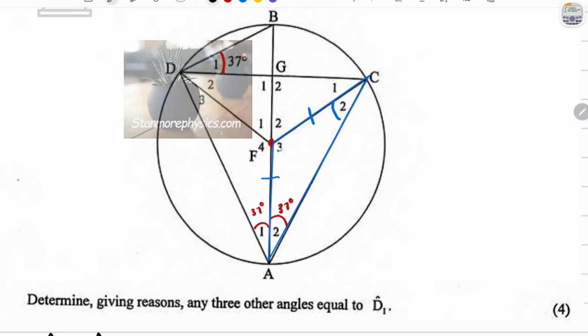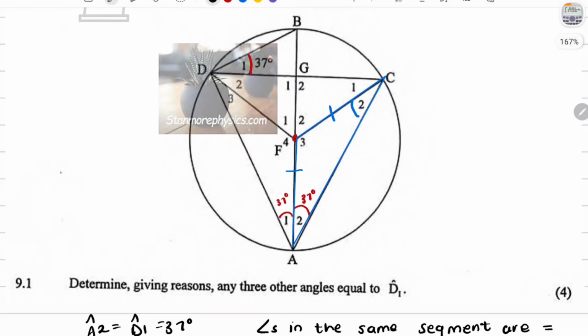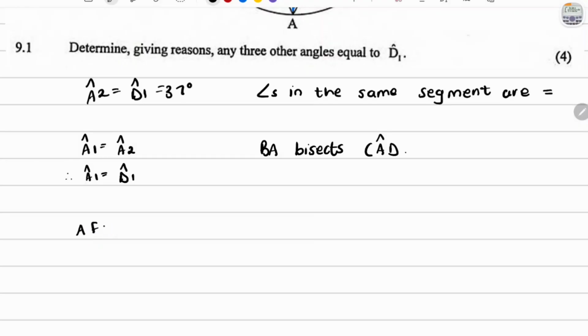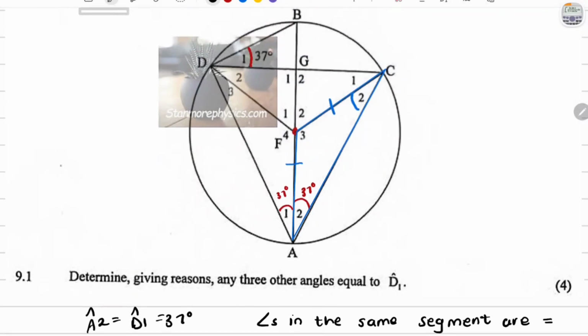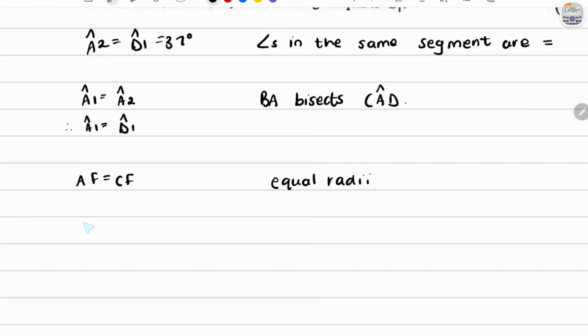Okay, so first of all, I'm going to tell them the sides that are equal, because this is not something that is obvious. You have to tell them it's because of equal radii. So AF is equal to CF, and the reason is because they are equal radii. And then after that, I can tell them that angle C2 equals angle A2 because angles opposite equal sides are equal.